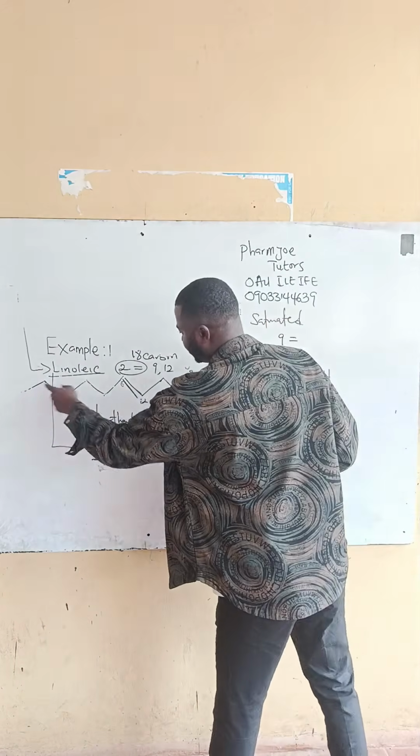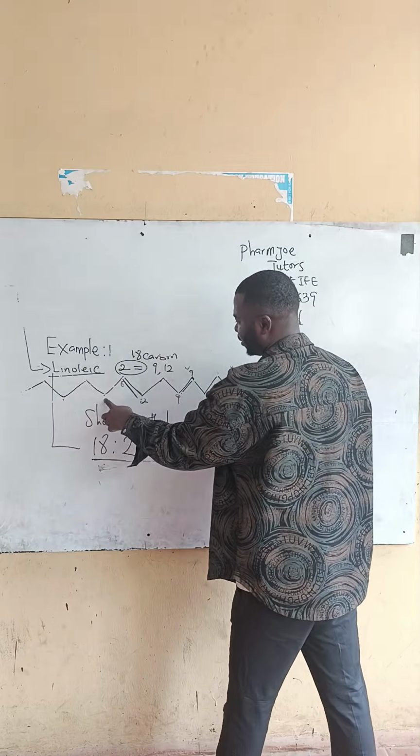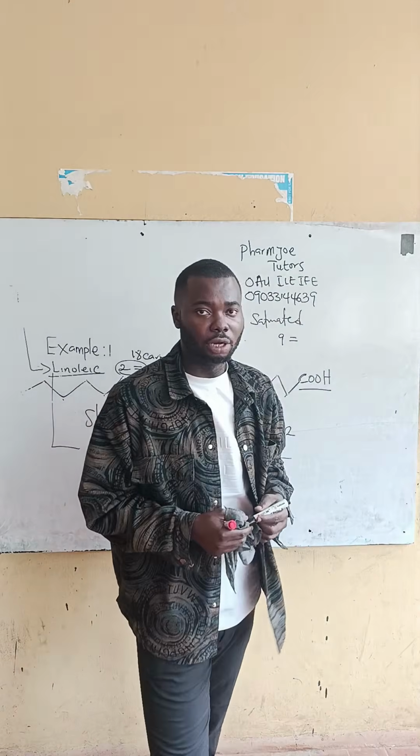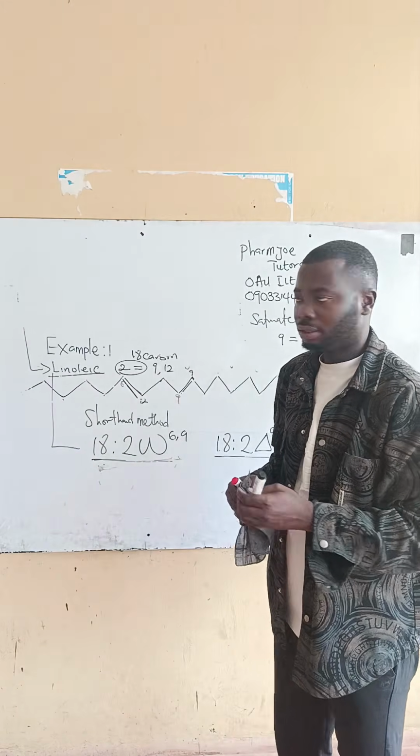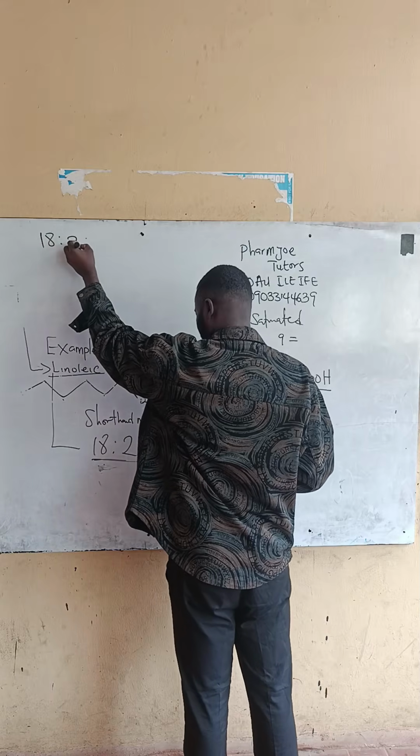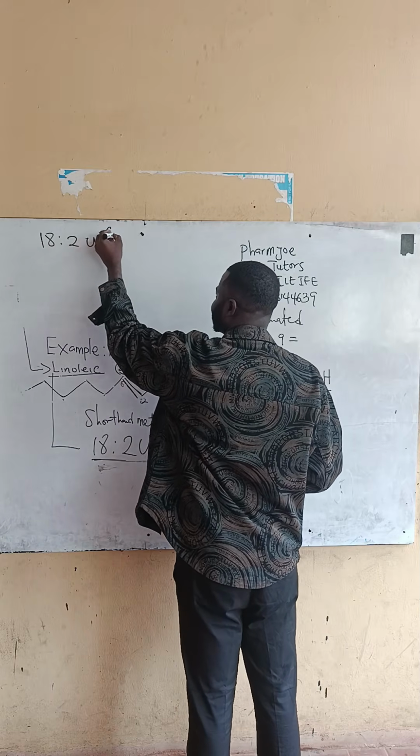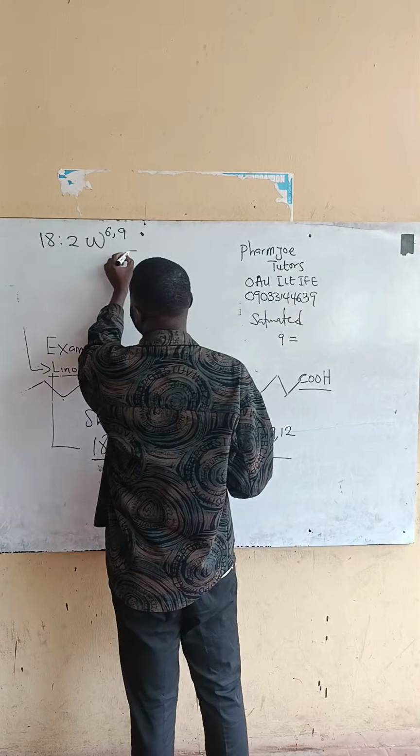So if I start counting from the back, you see everybody: 1, 2, 3, 4, 5, 6. My first double bond is in position number 6. So I can say linoleic acid is an omega-6. Or somebody wrote this for me, 18:2 omega-6,9.